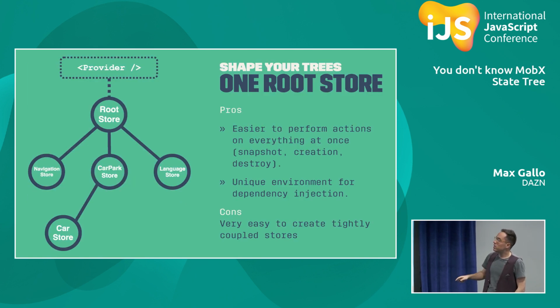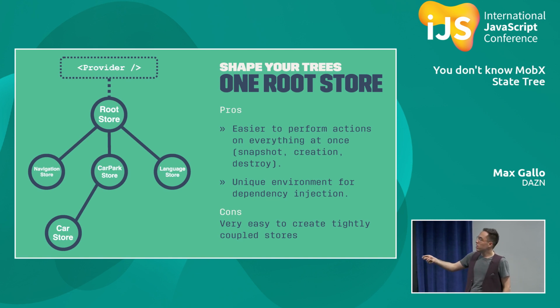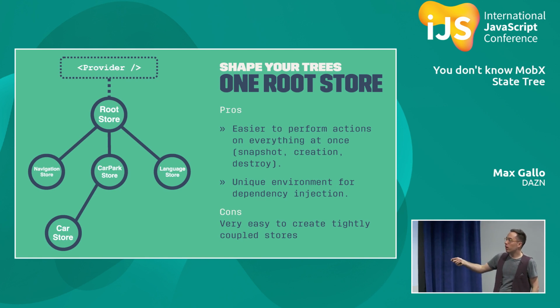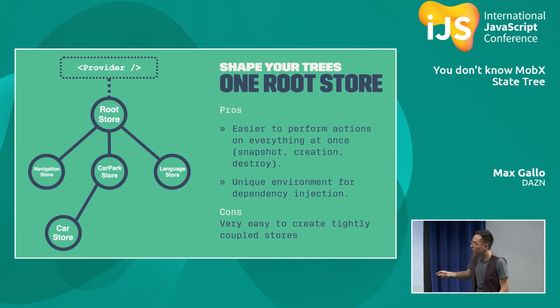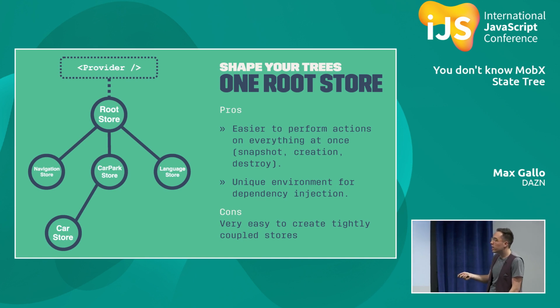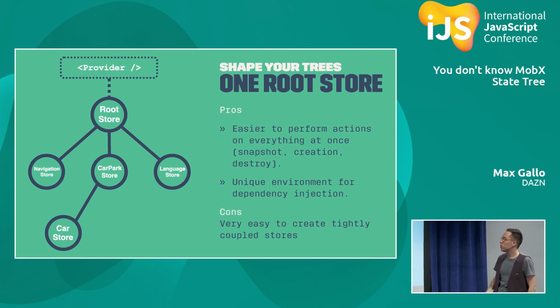Let's start with deciding between one root store or multiple root stores. If you remember, the Provider tag here is the one that we had in the app.js. And this is the way we are including one root store. This root store could contain many stores, like navigation, car park, again with car store, language store, whatever you may think. The core concept is that there is only one tree in this case. One tree, and the root of this tree is the root store.